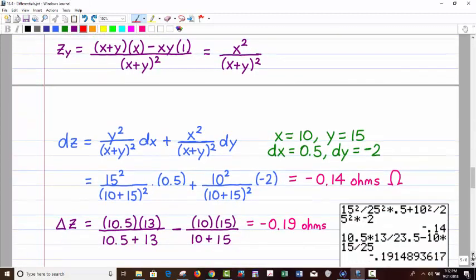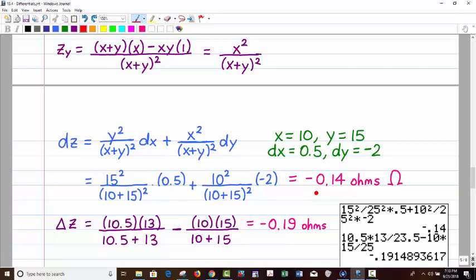So now I come down here to calculate the total differential. Here I've just copied all the values from earlier. So R1 and R2 were 10 and 15. So they're now x and y. And we already have the dx and the dy. So just plug them in. So we got 15 squared over 10 plus 15 squared times 0.5, plus the 10 squared here for x over 10 plus 15 squared times negative 2. And I got negative 0.14 ohms.